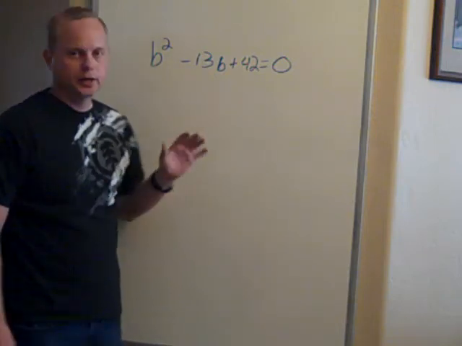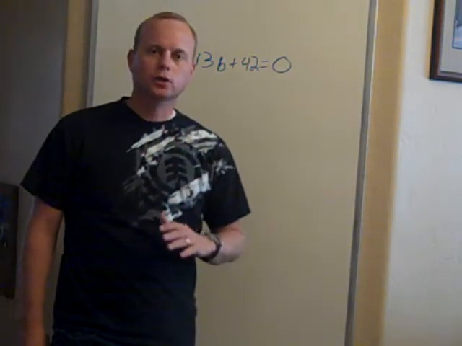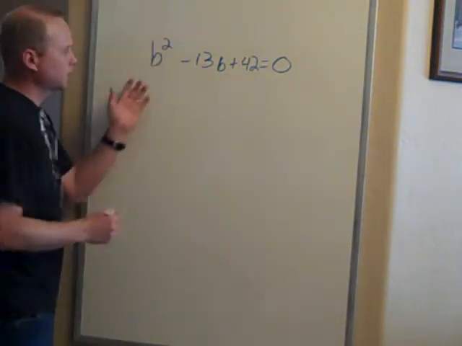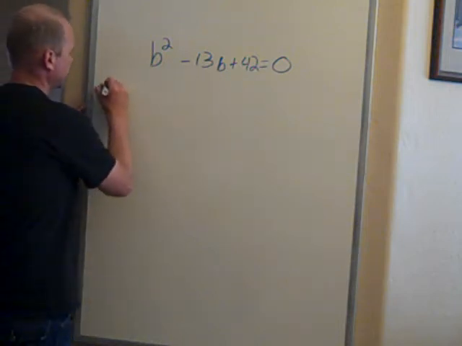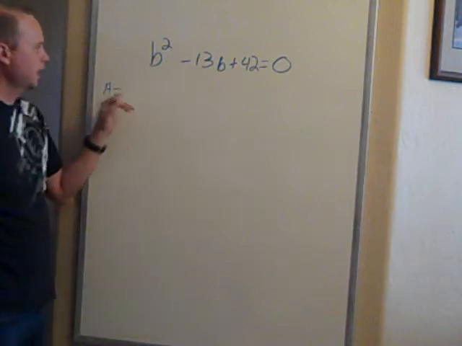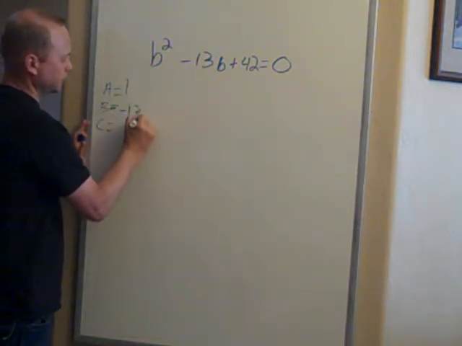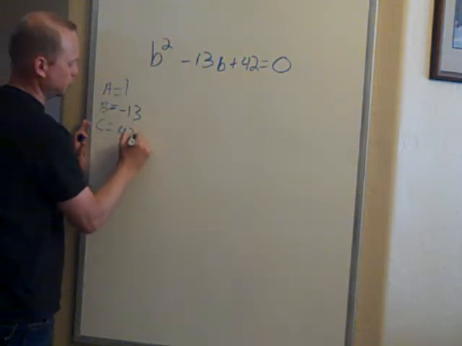We're dealing with solving quadratic equations, and we can plug this one into the quadratic formula and it will work. But the shortcut is if we can factor these. And when we're factoring this one, we're still working with the factoring. A, B, and C, we've got to identify all three of those. A is equal to 1, B is equal to negative 13, and C is equal to 42.